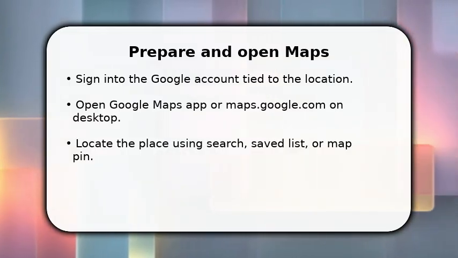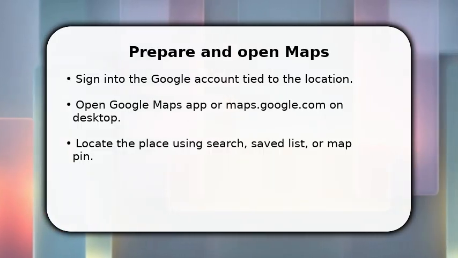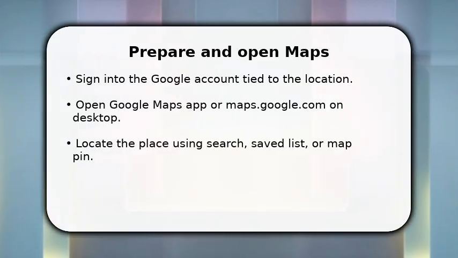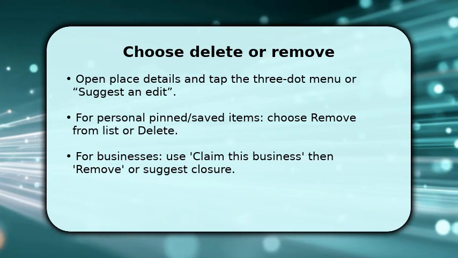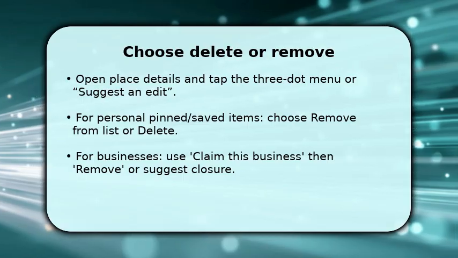If it's a saved place, confirm which list it's in. If it's a business you manage, verify owner access first so you can proceed to removal steps. Once you're in the place details, tap the three-dot menu or select Suggest an Edit to reveal removal choices.